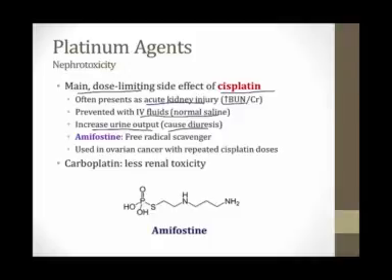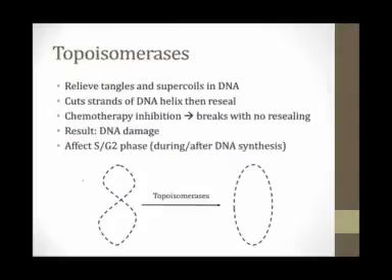You can also limit nephrotoxicity by using a drug called amifostine. This is a free radical scavenger. This is its structure shown on the screen. It's been approved for use in ovarian cancer patients who require repeated cisplatin doses. And then finally, you should be aware that one of the advantages of carboplatin over cisplatin is that carboplatin has less renal toxicity.